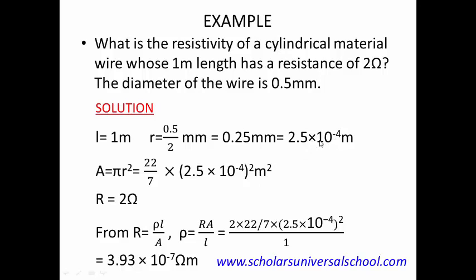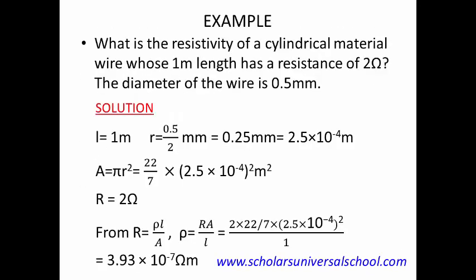Now, since the material is cylindrical, the area of the material is going to be the area of a circle. The surface of a cylinder looks like a circle. So we are going to make use of the area of a circle, which is pi r squared. Our pi is 22 over 7 and our radius is 2.5 times 10 to the power minus 4. And remember that the resistance given in the question is 2 ohms.